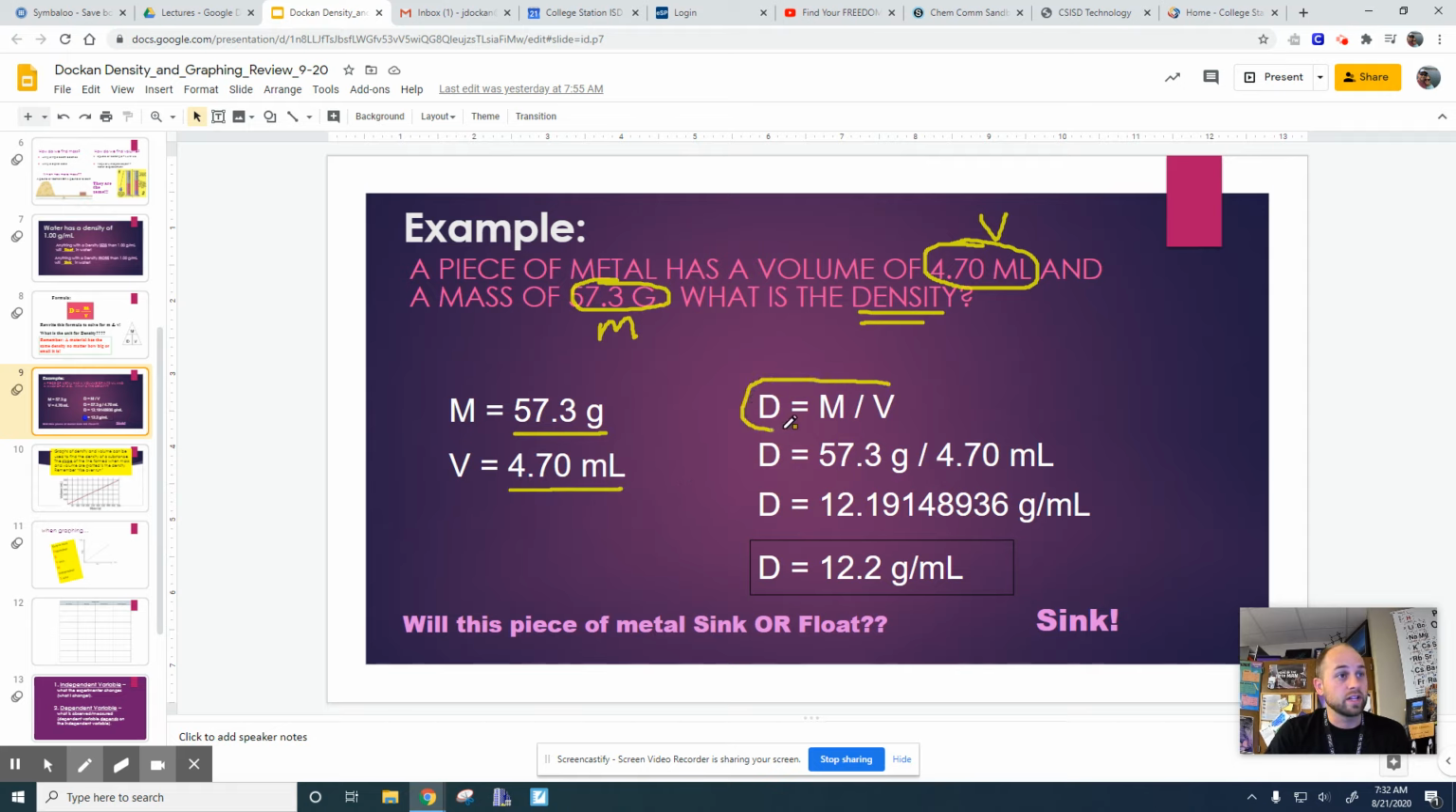Here's the equation for density, mass over volume. So we're going to divide mass divided by volume. And here's the answer we get. What we're going to learn how to do eventually is round this correctly. So this is our correct answer, 12.2 grams per milliliter. So I'm going to start asking you questions. Would it float or would it sink? And the answer here is it would sink because the density is greater than 1, the density of water. Pause if you need to finish writing that in.